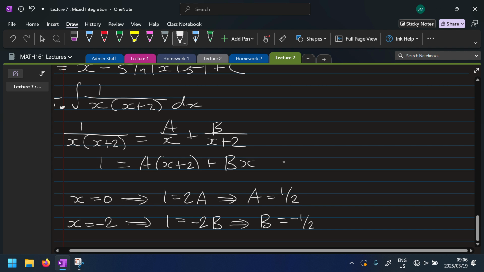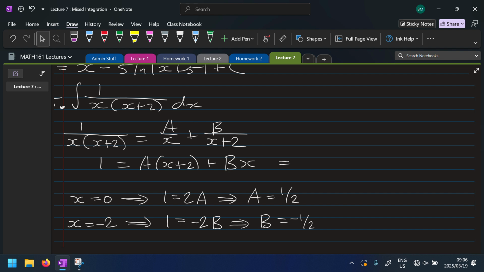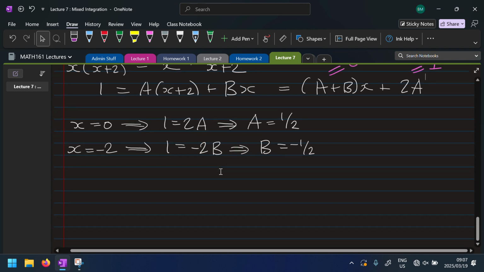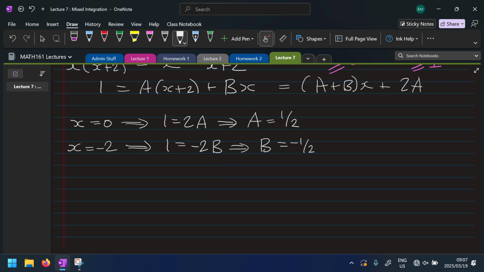The other way, let's just write it out here. So we're looking for the x term, so that will be a plus b times x. And then the constant term, that was 2a. So like we said, this must be 0 and this must be 1. And we get the same thing. So that first thing in pink there, that's equation 1. Second one, that's equation 2. You can solve the 2 like that. Again, that's just preference. Both are about the same amount of work.